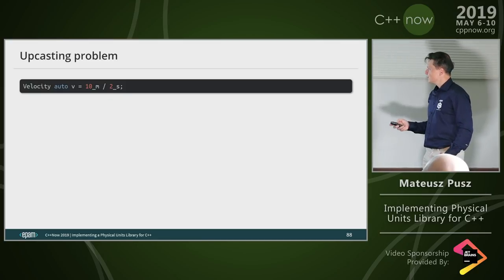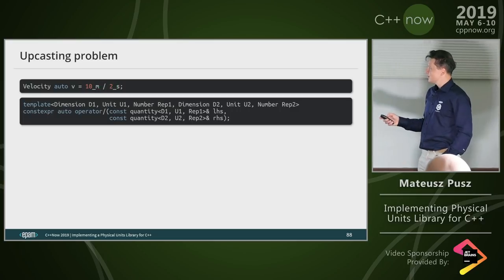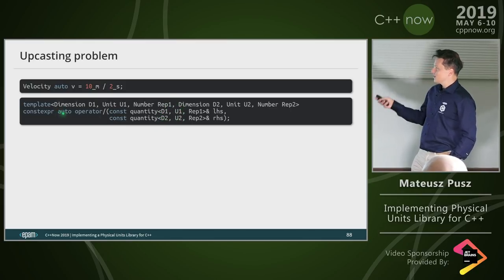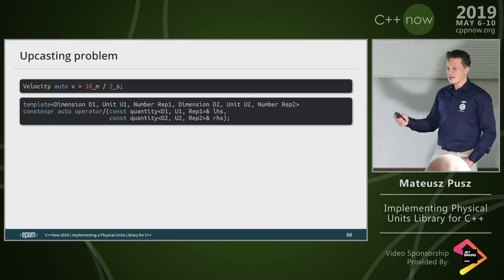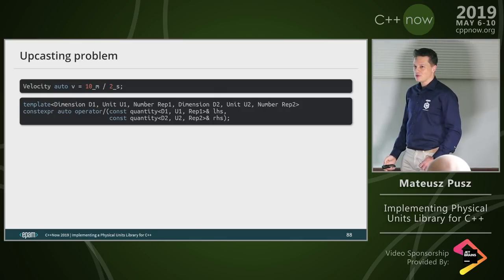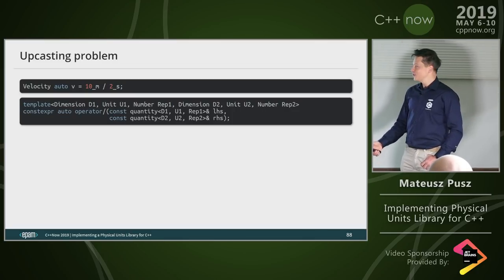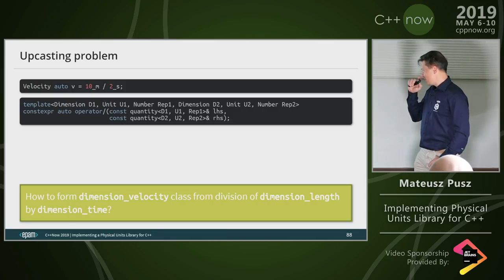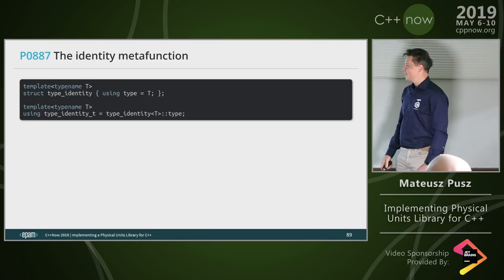But we have a problem. We have velocity v equals meters divided by seconds. This is an operator that gets a quantity of length and a quantity of time, for dimensions, and has to actually produce a quantity with dimension velocity, which is a strong type, a child type of our quantity type. Yes, how to produce a child type from a base type? I didn't find a good solution for it, so I invented something called upcasting traits.